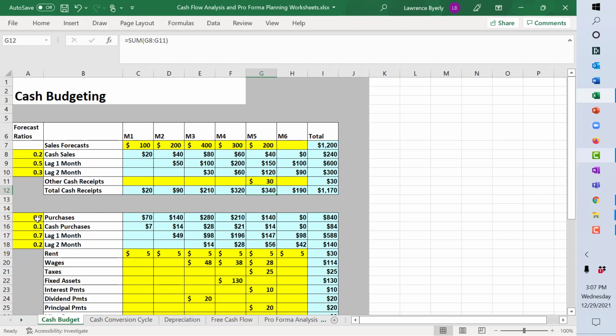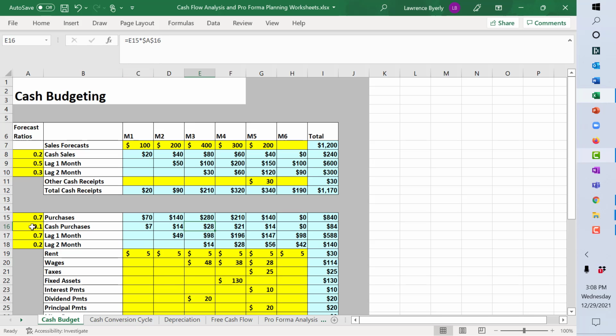Now we also are going to do the exact same thing with our purchases. Now purchases, at least in these examples, are all based on sales. So typically our rule here is, here's C7, right? Here's A15. 70% of our sales are going to be our purchases in that month. We pay for 10% of that the month of the purchase, 70% the next month, and 20% the month after.